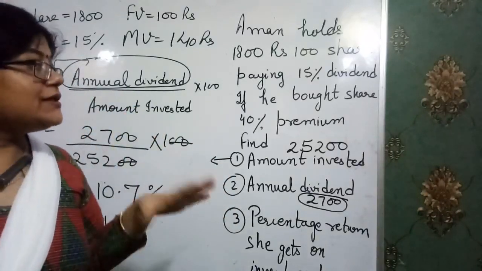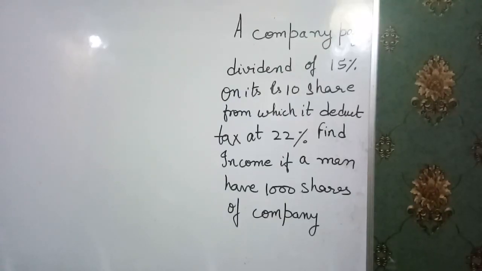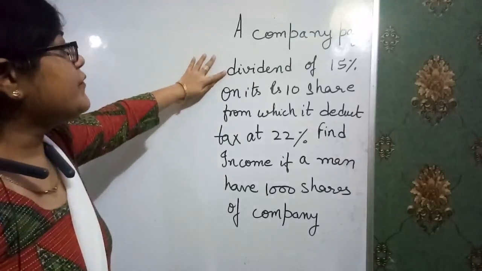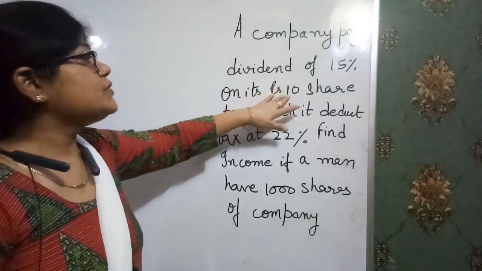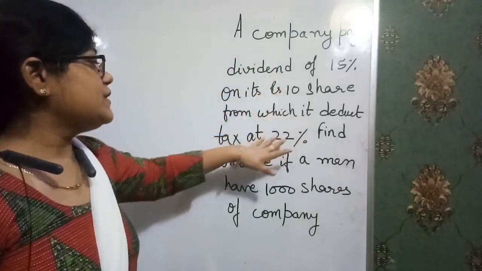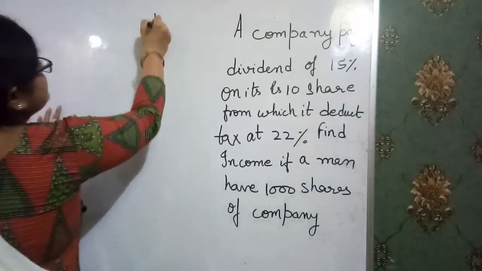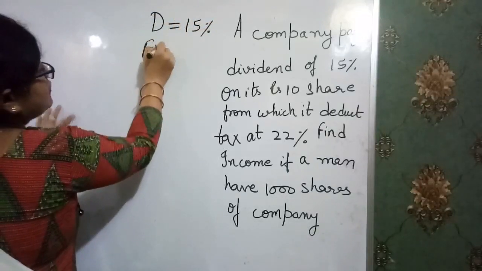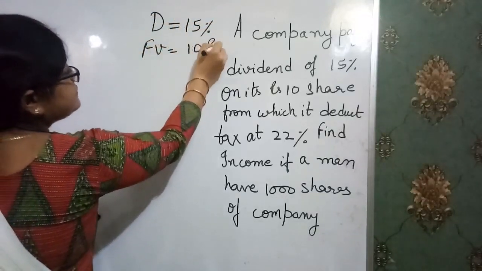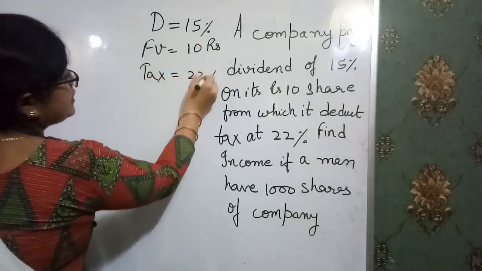Now I am going to the next type of question. Now there's another question we have on our screen. A company pays a dividend of 15% on its rupees 10 share, from which it deducts tax at 22%. Now I am just doing the analysis. The dividend is 15%, the face value of the share is rupees 10, and the tax deducted on the income is 22%.